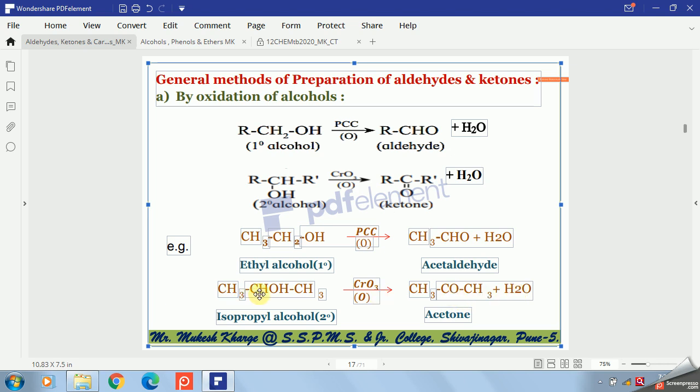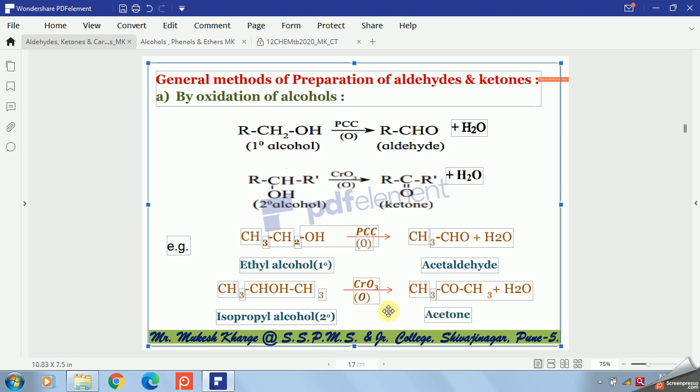So here the secondary carbon contains only one hydrogen, so this carbon does not contain hydrogen after loss of that hydrogen. So the functional group is C double bond O, so it is a ketonic functional group. So isopropyl alcohol gives acetone, dimethyl ketone, as a product, or propan-2-one is the IUPAC name of acetone. This reaction we already discussed in the previous topic, it is just a revision.